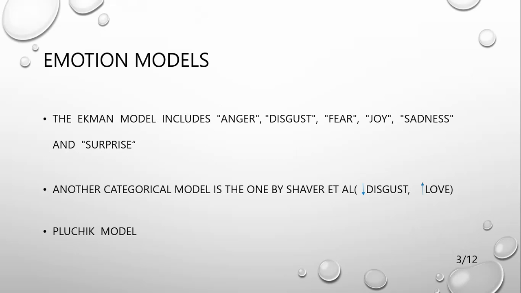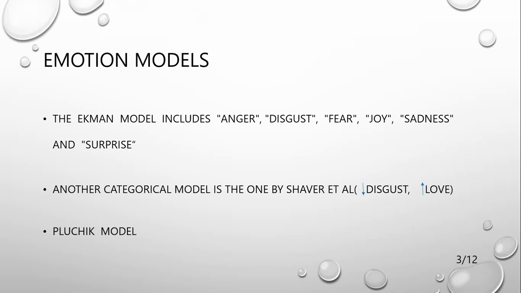The definition of human emotions based on some metrics, ranks, and dimensions in a structured way is called an emotion model. The most studied categorical model of discrete emotion is the Ekman model. The Ekman model includes anger, fear, disgust, joy, sadness, and surprise as basic emotions. Another categorical model is the one by Shaver et al. That is the same as Ekman, but the love emotion is considered and the disgust class was removed.